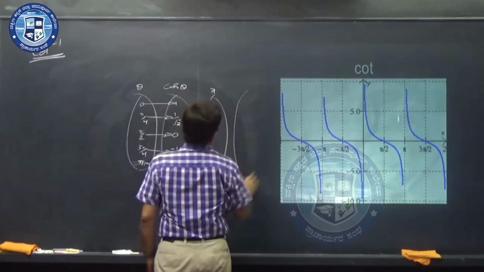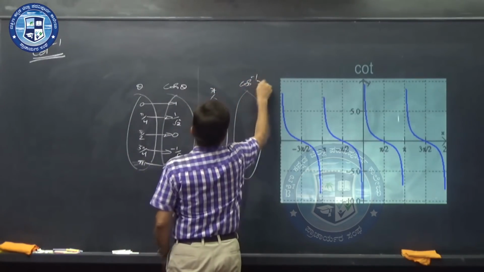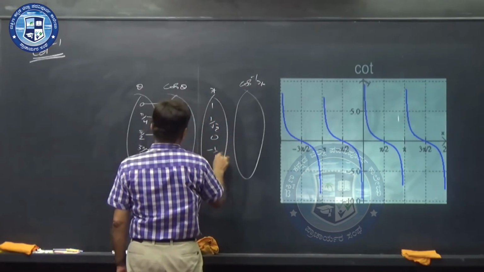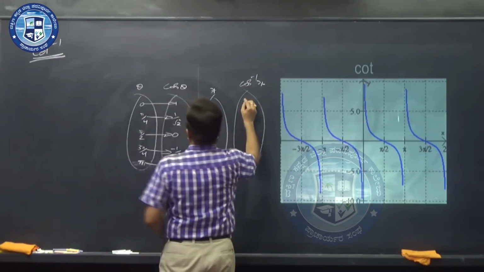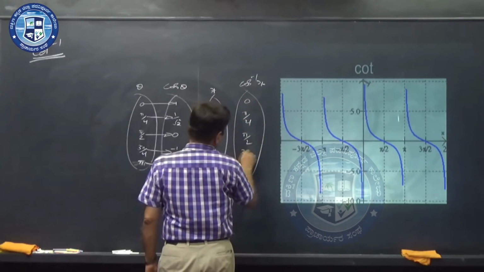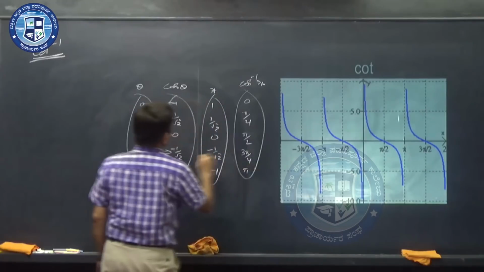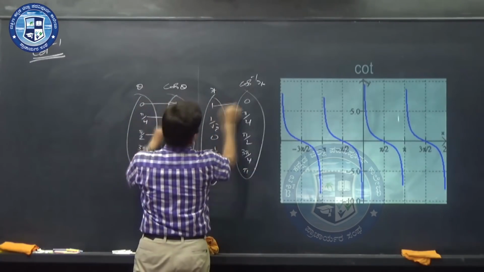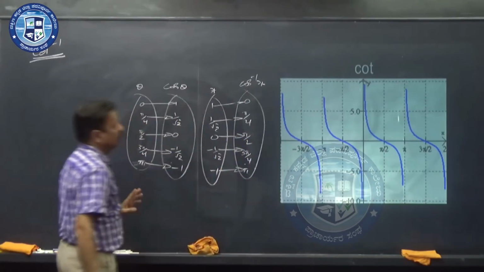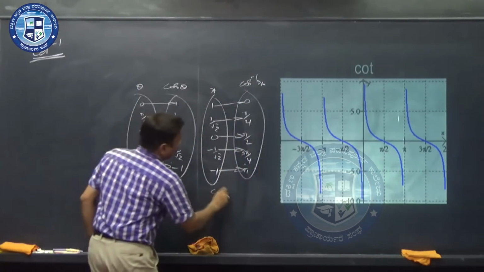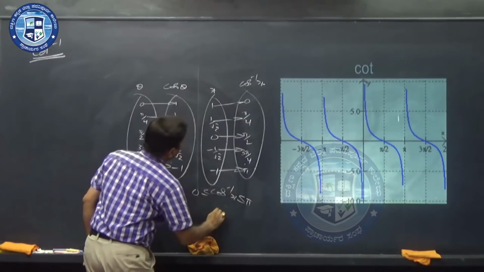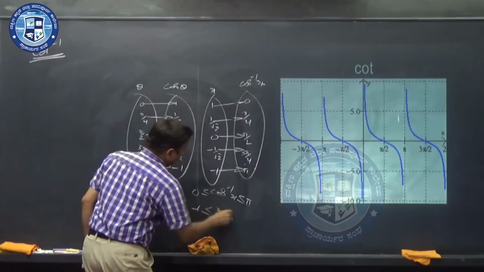Inverse exists in this way. This is x, this is cos inverse x, and this is 1, 1 by root 2 and 0, minus 1 by root 2, minus 1, and here it will be 0, pi by 4, pi by 2, 3 pi by 4, and this is pi, and in the same way 1 is the image of 0. So that is why we say that cos inverse exists between 0 and pi, where x varies between minus 1 and plus 1.